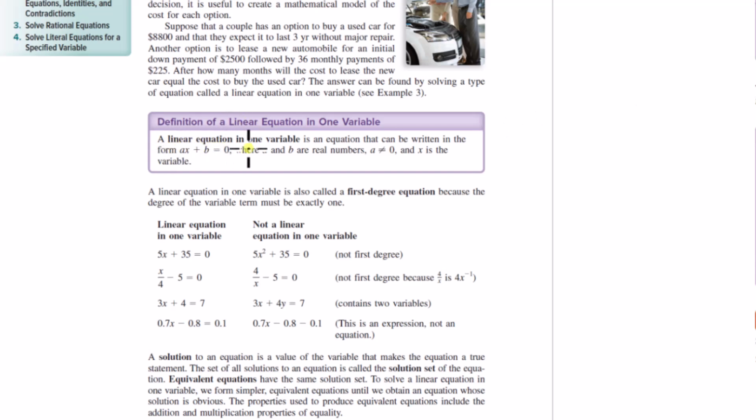A linear equation in one variable is an equation that can be written in the form ax plus b equals 0, where a and b are real numbers, a is not equal to 0, and x is the variable. What they're saying is that a and b are real numbers, and if you can take the equation and somehow put it into this form, even if it starts off looking different, where a and b are constants and you just have an x like this, then it is considered a linear equation in one variable.